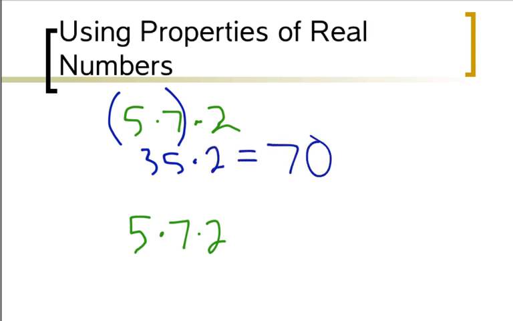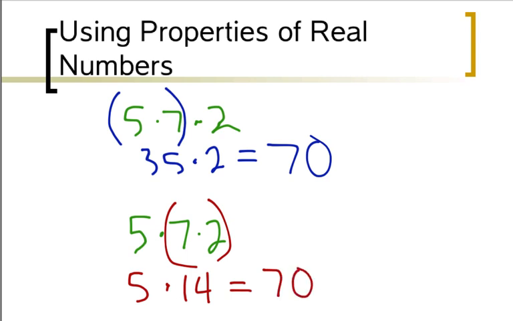Now in the second problem, if I group the 7 and the 2 first and get 14, and then times it by 5, I should also get 70. So again, multiplication doesn't matter which way you group it, just like addition.